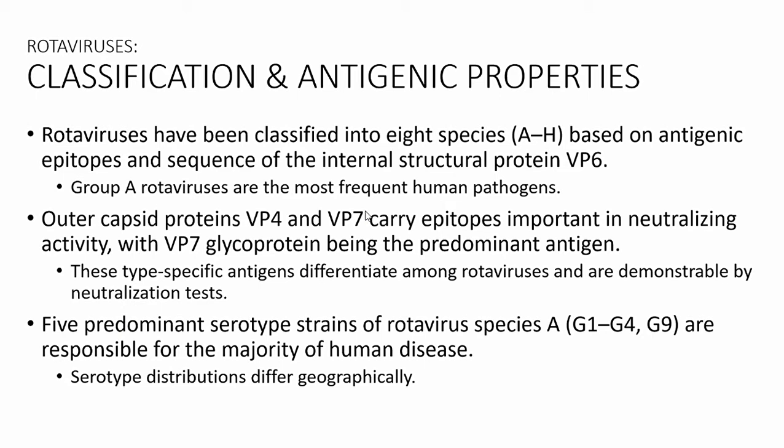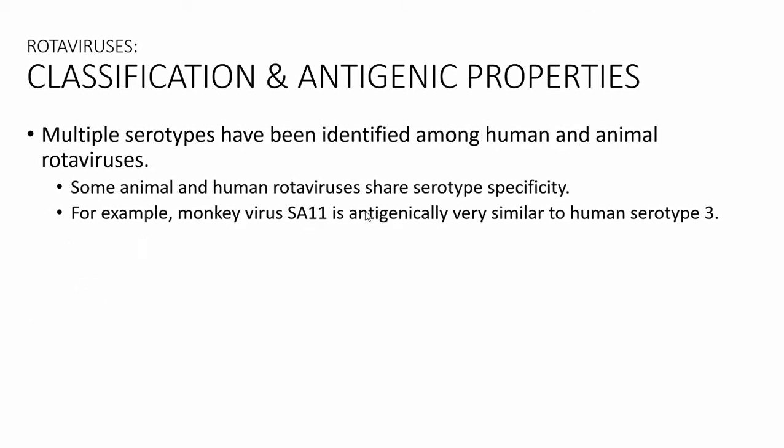Serotype distributions also differ geographically. So depending on where you are, there are different predominating rotavirus species. Multiple serotypes have been identified among human and animal rotaviruses, and some animal and human rotaviruses share serotype specificity. For example, monkey virus SA11 is antigenically very similar to human serotype 3.